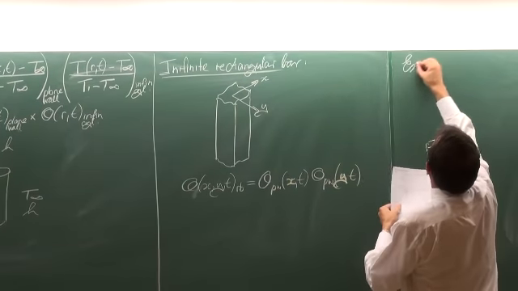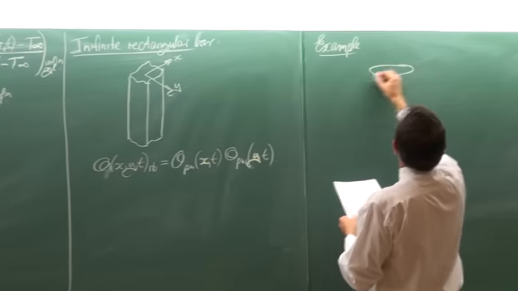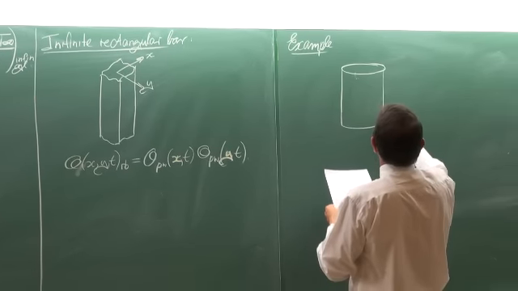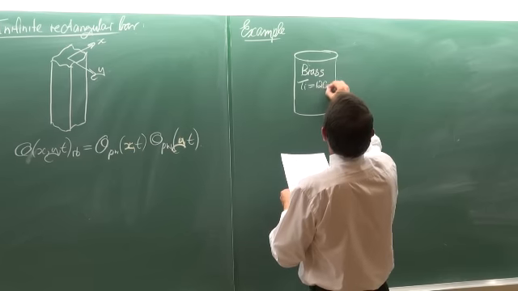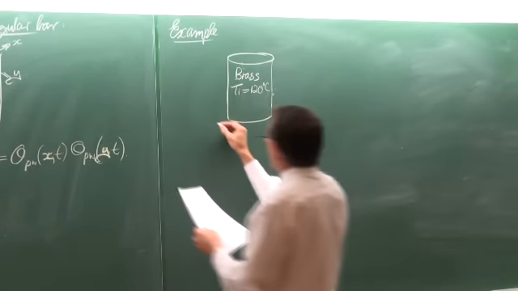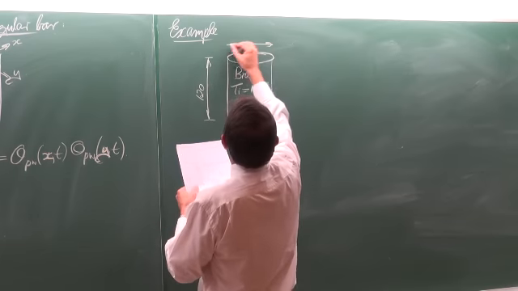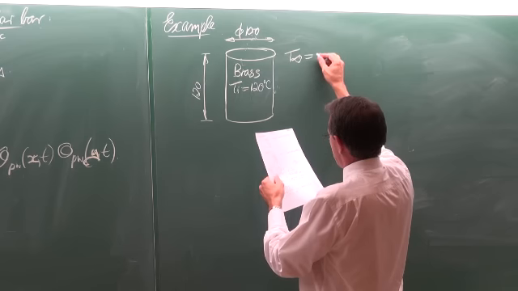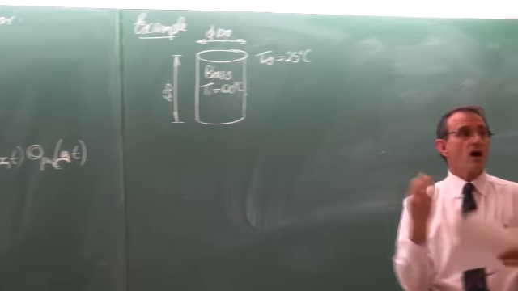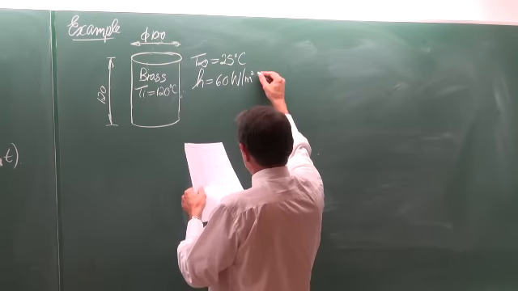Okay, let's look at an example. This example is a short cylinder, a brass one. Made from brass, and its initial temperature is 120 degrees Celsius. Its height is 120 millimeters, and its diameter is 100 millimeters. The environment is at a temperature of 25 degrees Celsius, and that is all around the short cylinder. The heat transfer coefficient is equal to 60 watts per square meter degrees Celsius, or Kelvin.